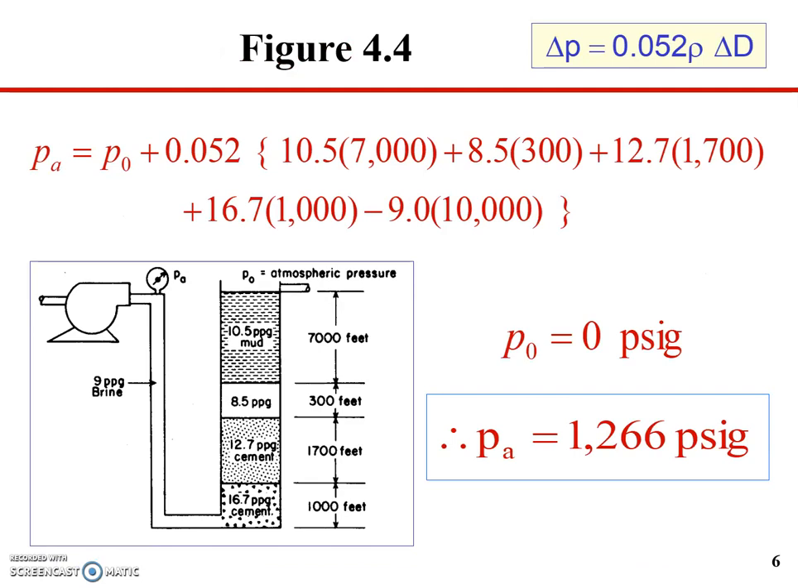Okay, so you see here the same equation, 0.052, 10.5 pound per gallon. Then you have 8.5, 300 feet. Then you have 12.7, 1,700 feet. And then you have 16.7, 1,000 feet. And then you go up, so negative 9 pound per gallon multiplied by 10,000. Assuming that your P0 is 0 psig, then your PA will be 1,266 psig again, right? That's gauge pressure.